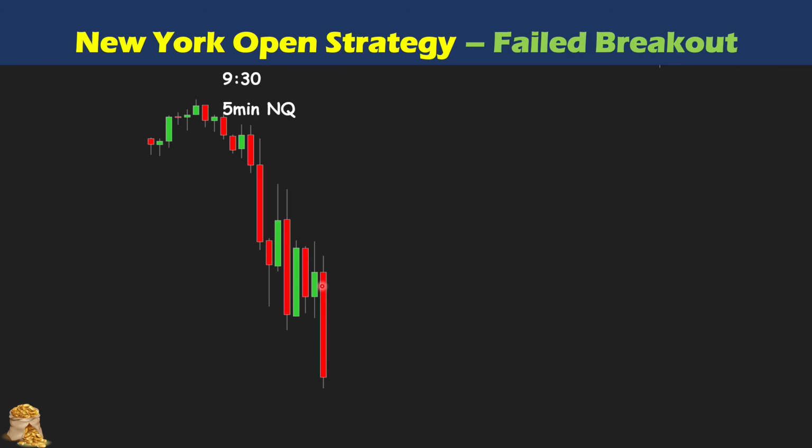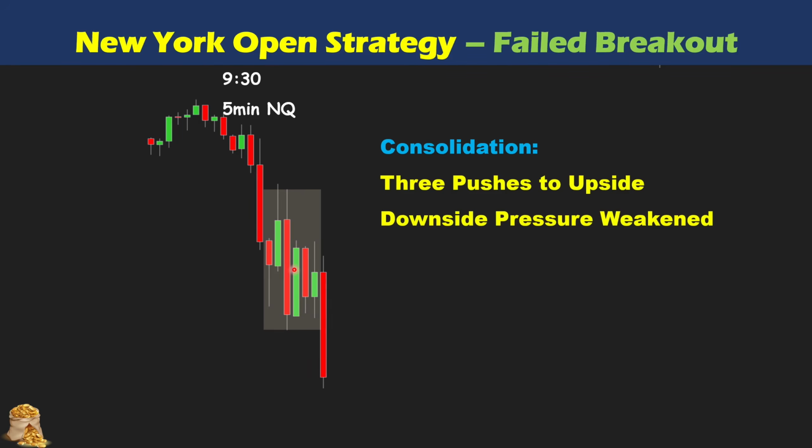Let's assume you're already in a trade, and you can notice this consolidation here. There are 1, 2, 3 pushes up. So these 3 pushes to the upside mean the downside pressure has weakened. So you want to watch out because the market next may not be very strong anymore.